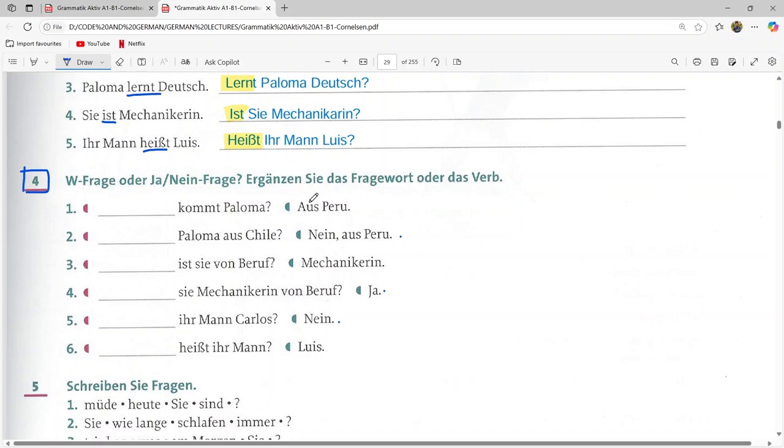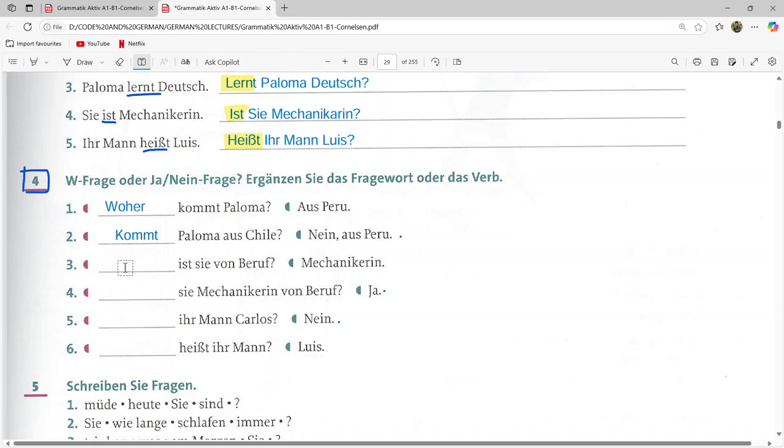So aus Peru. So we have to make the question, where does Paloma come from? The question is from where? The W-Frage is woher? Woher kommt Paloma? Answer is aus Peru. Okay. Now we have to make the ja, nein, Frage. Does Paloma come from Chile, like this. Kommt Paloma aus Chile? And the answer is nein, aus Peru.